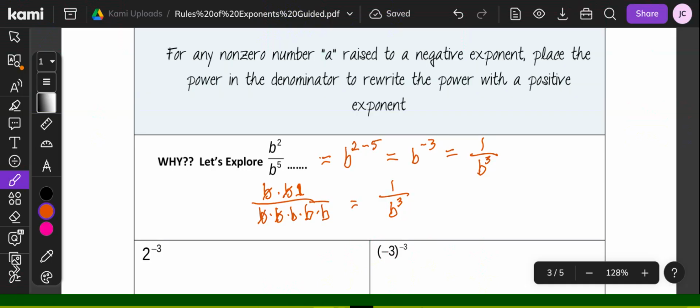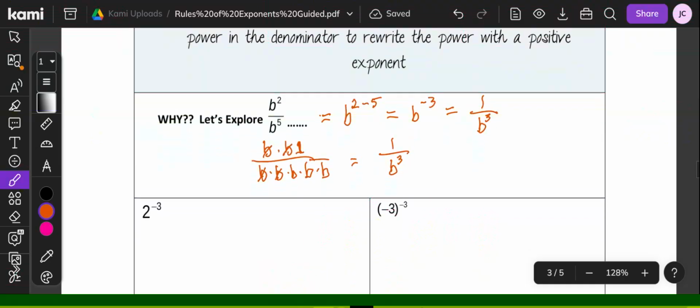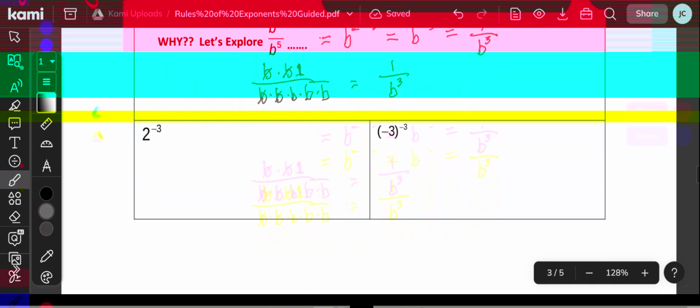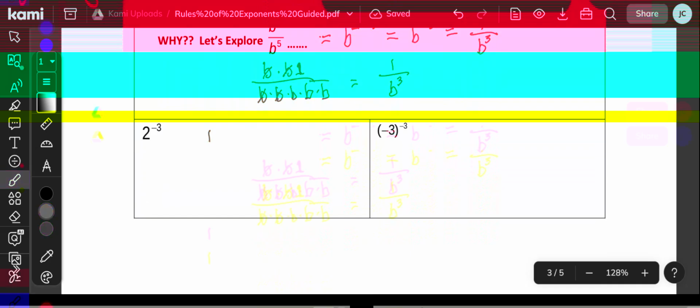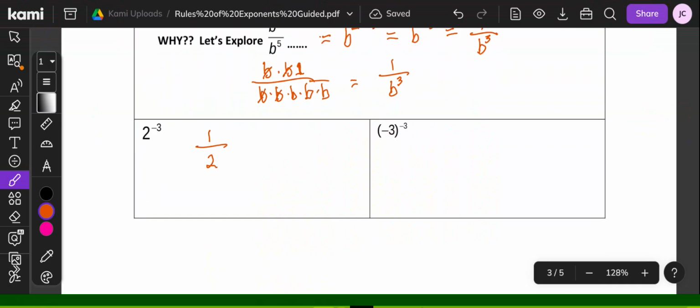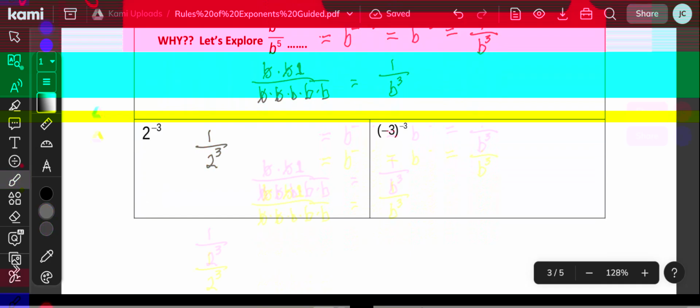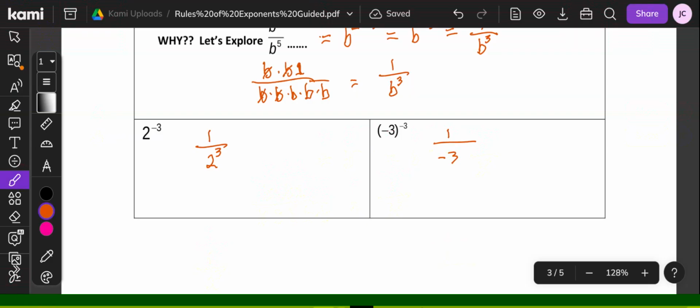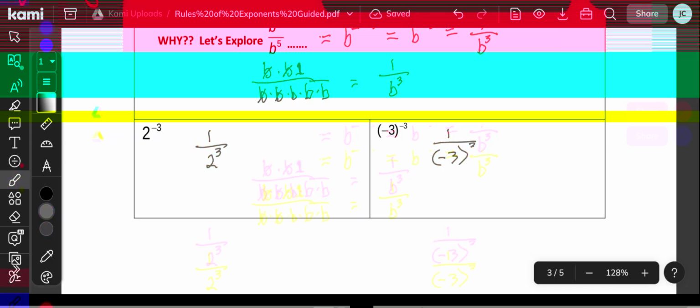I don't know if you have any questions about that, but that's how it works. 2 to the negative third is 1 over 2 to the third power, right? Negative 3 to the negative third is 1 over negative 3 to the third power.